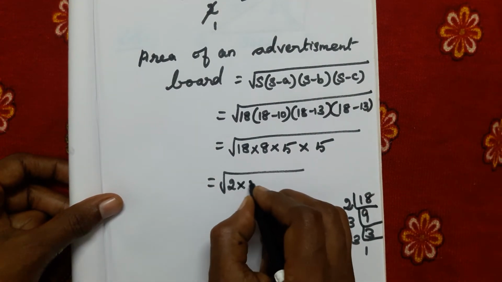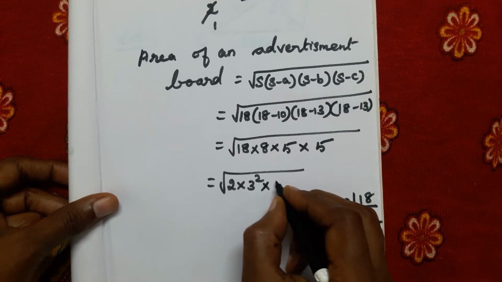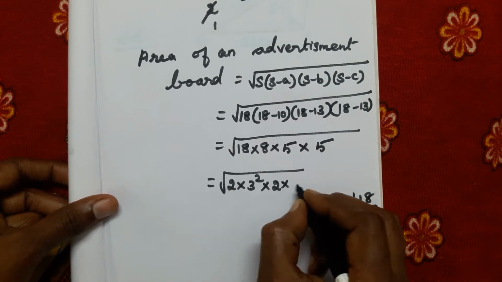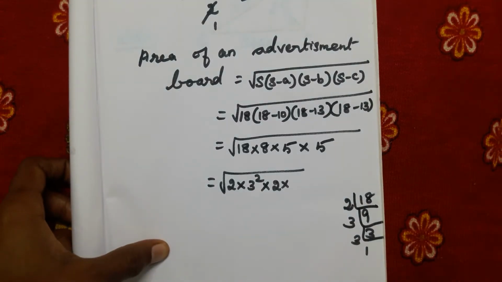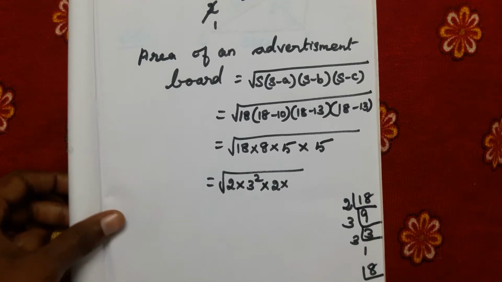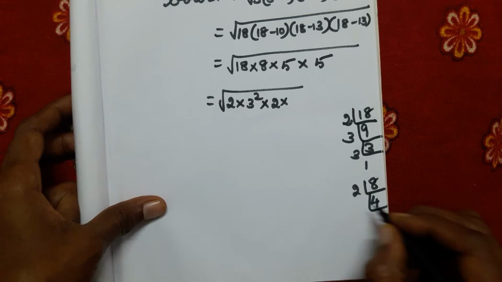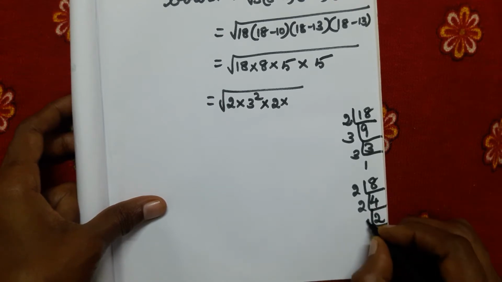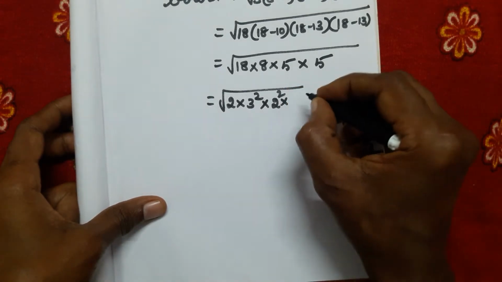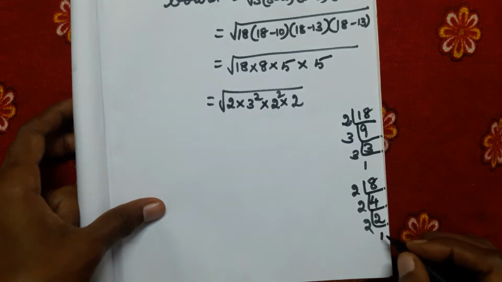2 into 3 square into this one. 2 into 2 square, like that we can take 8. When we are factorizing 8: 2 fours are 8, 2 twos are 4, 2 ones are 2. So 2 square into 2, like that we can take it.